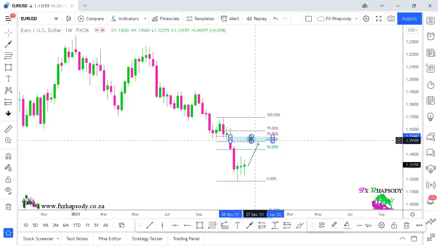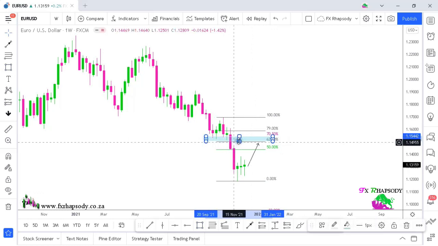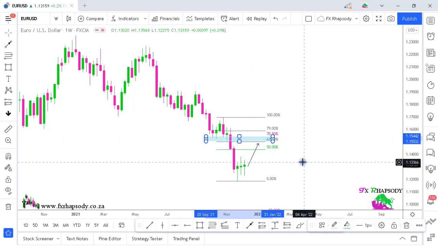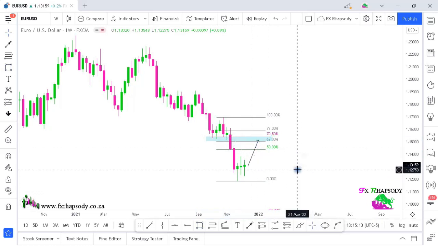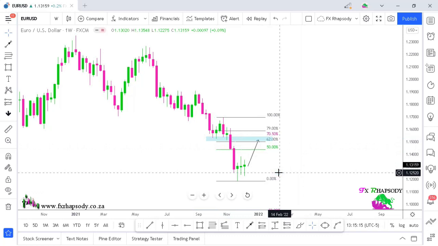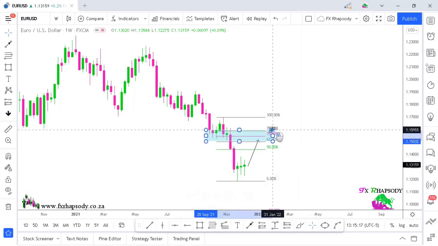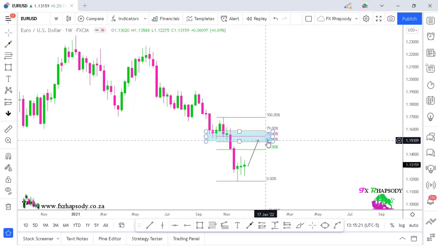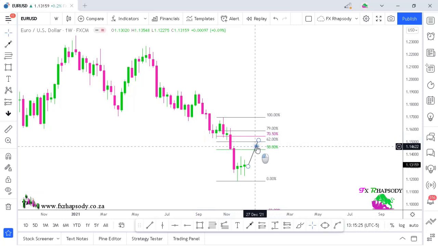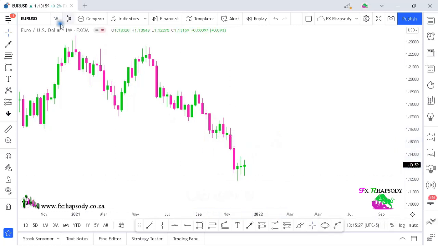Sorry, my words are a bit messed up tonight. So we're hoping to see price reaching this level over here, retracing all the way back to that key area of the Fibonacci. That area spans from the 62% to the 79% area. So let's see what happens this week. Will that happen? Only time will tell.